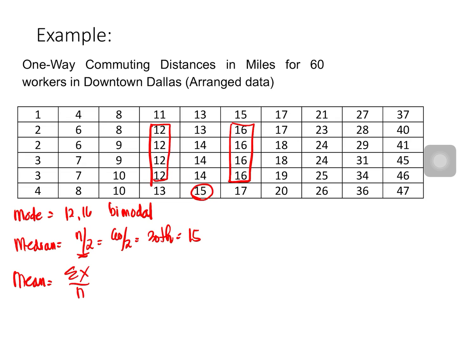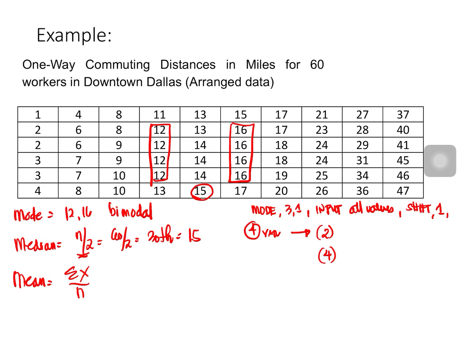Or we can make use of the calculator technique, that is mode 3 1, then input all the values. And then shift 1. Then 4. This is var. So you can see there 2 and 4. 2 is the mean and 4 is the sample standard deviation. So later we're going to use this.